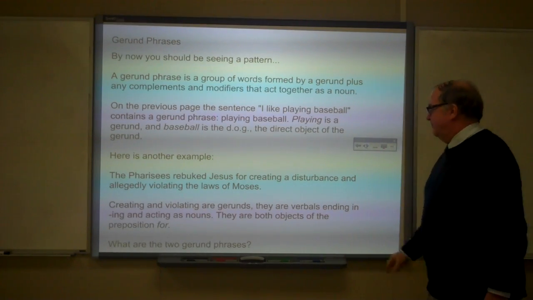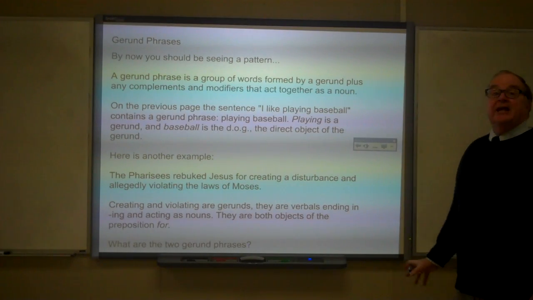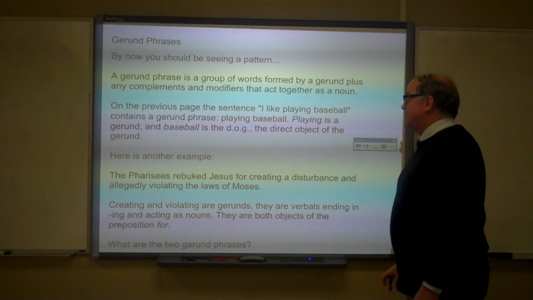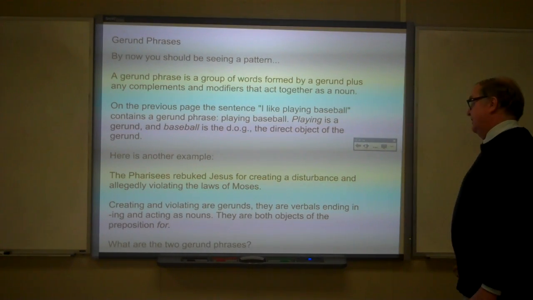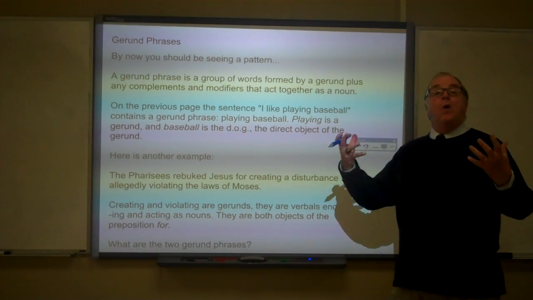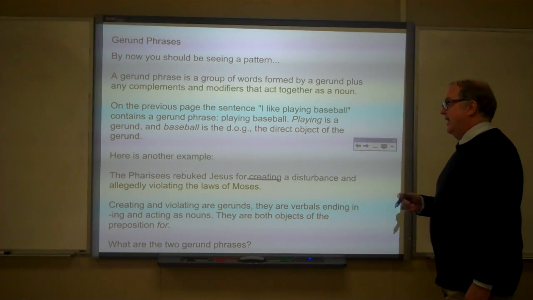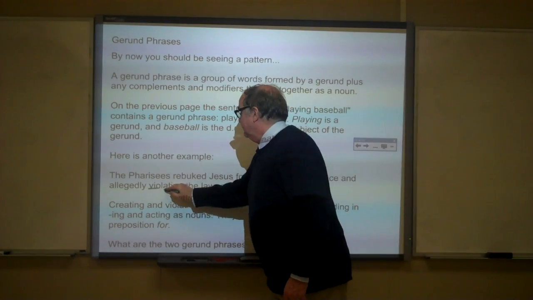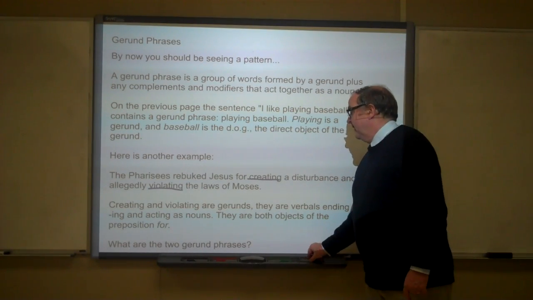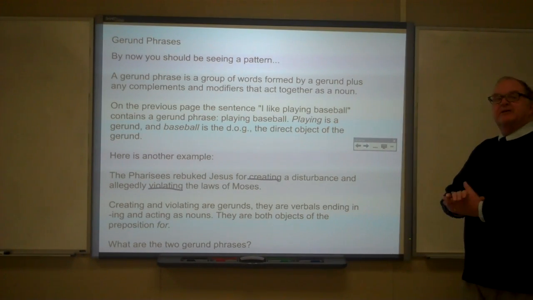Here's another example. The Pharisees rebuked Jesus for creating a disturbance and allegedly violating the laws of Moses. Creating and violating are gerunds. They are verbals ending in -ing and acting as nouns. Rebuked Jesus for what? For creating a disturbance and allegedly violating the laws of Moses. So the question then is, okay, we see the two gerunds. What are the gerund phrases?